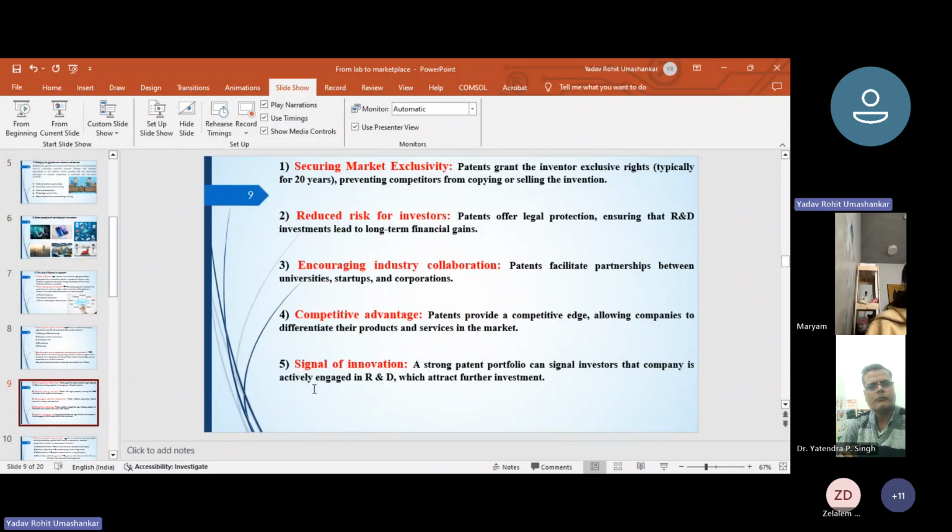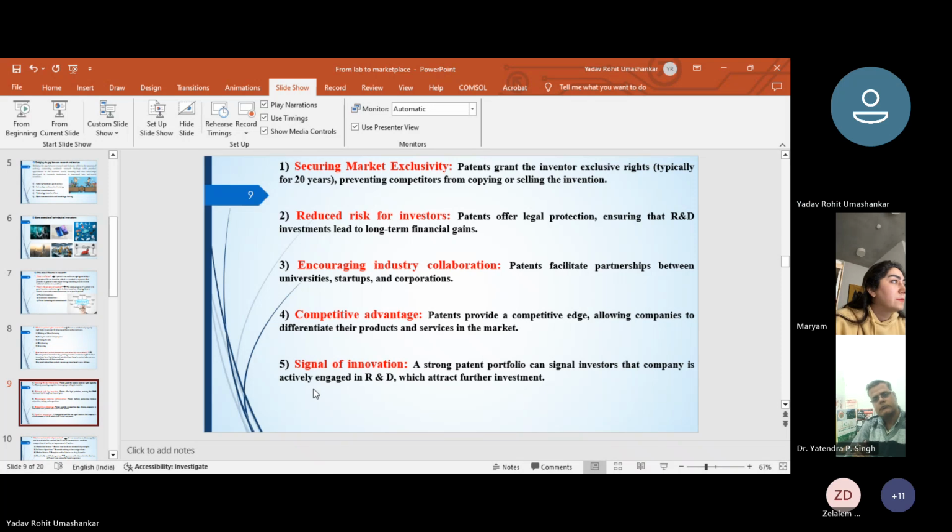Yeah, this part. So generally, it bridges the gap between research and industry level through securing market exclusivity, reducing risk for investors, encouraging industry collaboration, competitive advantage, and a signal of innovation. There are many other things also through which a patent helps connect the gap between research and industry level. Thank you.